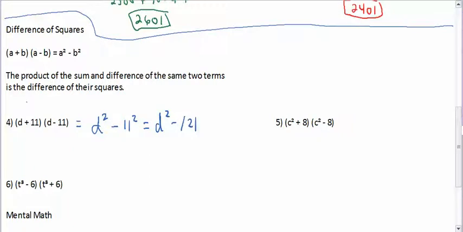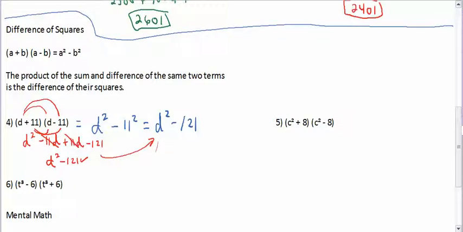Okay, we talked about we could also just multiply these and use a FOIL method or the box method, and we will get the same exact answer that I've got here. And I'm going to multiply this, I get positive 11d, and I multiply this and I get negative 121. But now the positive 11d and negative 11d cancel, and we just end up with d squared minus 121, which is what I got right here, but in a shortcut method.